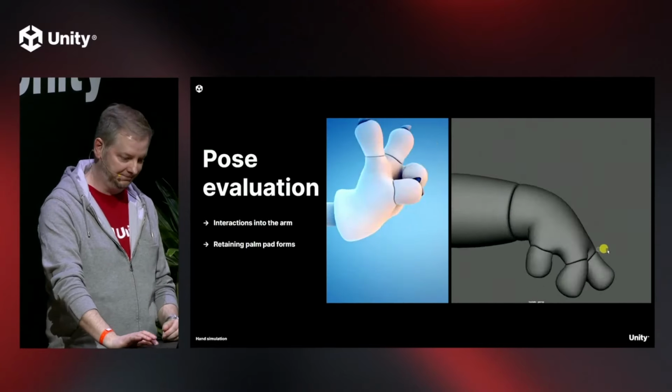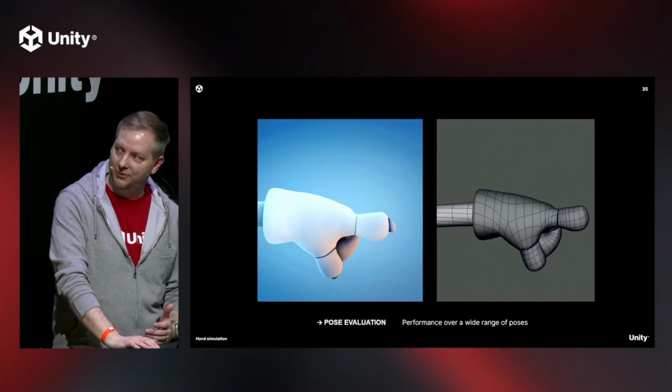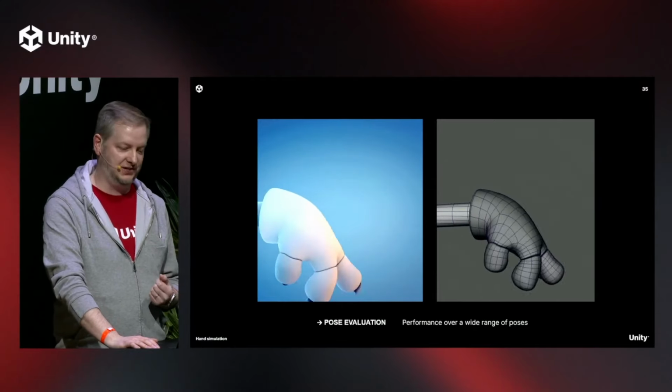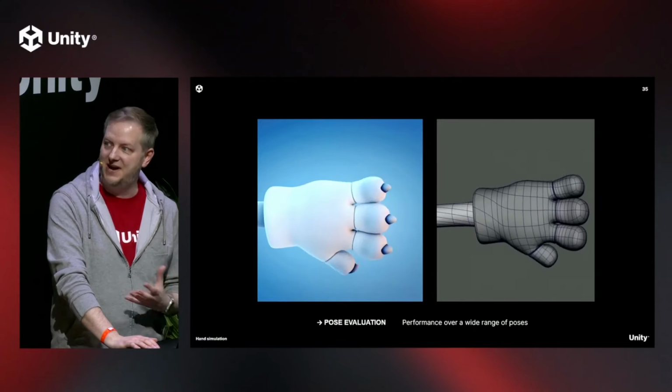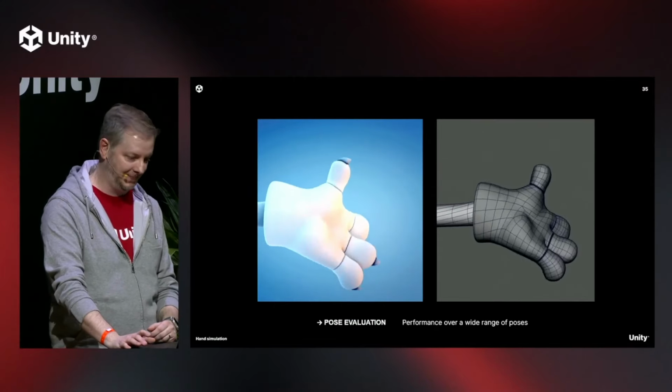So here we've got the calisthenics of the entire hand, and we can see the performance over a wide range of motion. And we're getting that nice volume preservation, some of the appealing shapes coming through, and then they're in the same soft, round style of the character design.